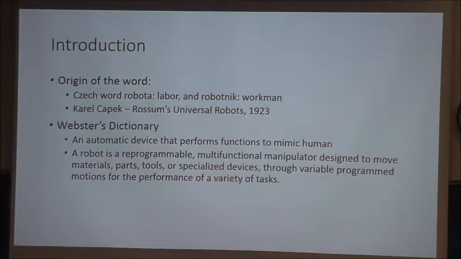For the scientific and engineering aspect, the definition is an automatic device that performs functions to mimic human beings. Or, more enhanced, a robot is a reprogrammable, multifunctional manipulator designed to move materials. Mostly this definition includes industrial robots. A multifunctional manipulator designed to move materials, parts, tools, or specialized devices, the end effectors, through variable programmed motion for the performance of a variety of tasks.